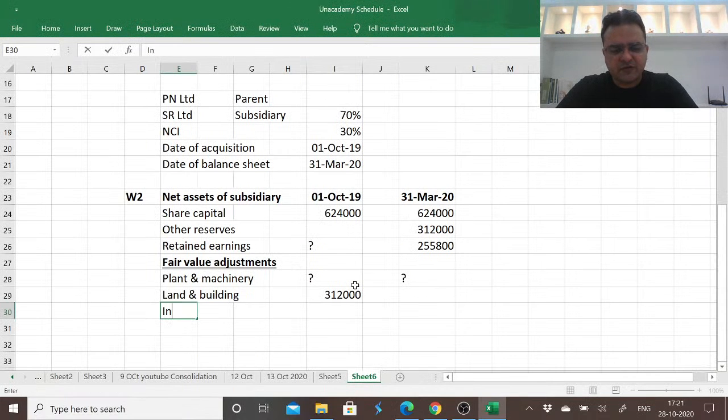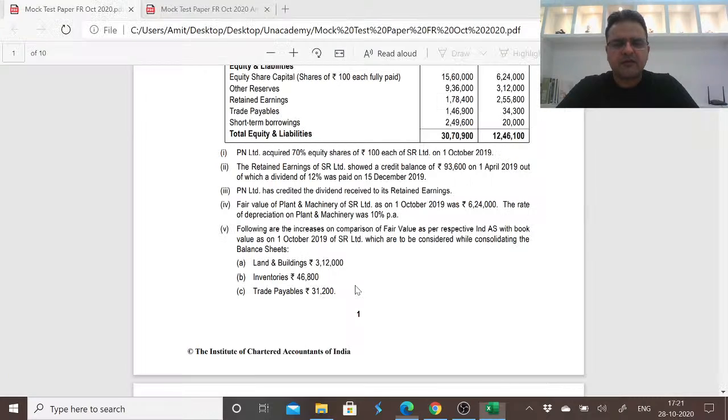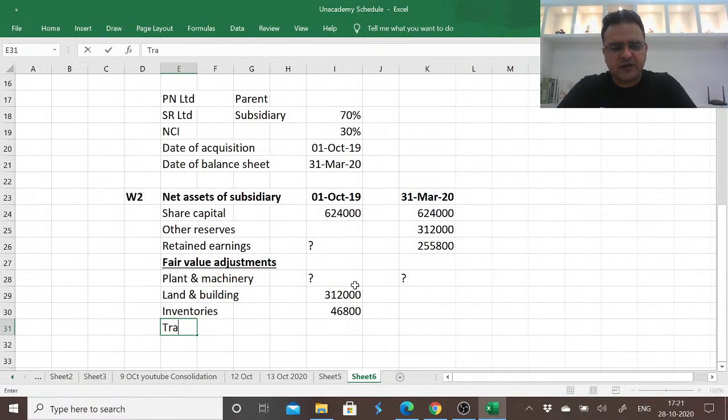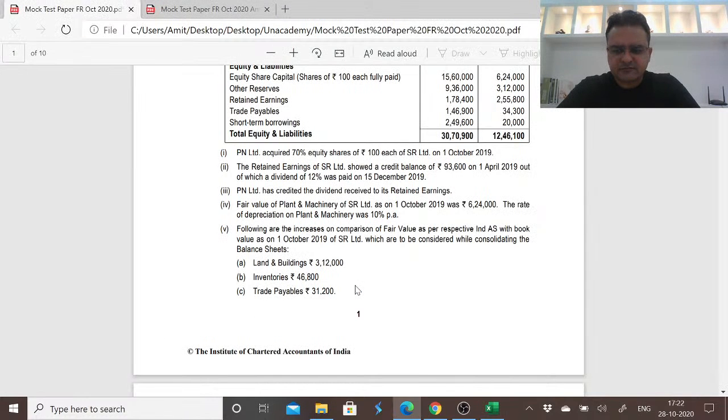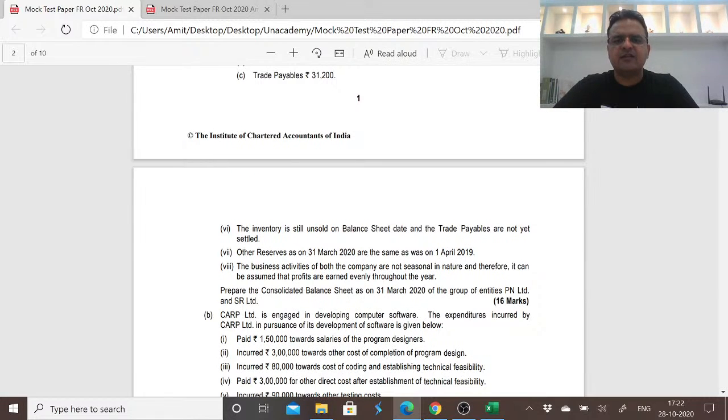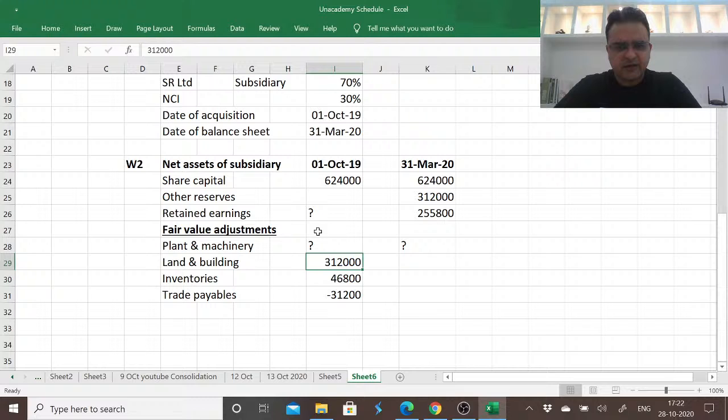Inventories as 46,800. Then we'll include trade payables as 31,200. Trade payables will be a reduction, minus 31,200, because we are calculating the net assets. In net assets, these increase the assets value, and trade payables reduce the assets value. On reading further, we get to know that inventory is still unsold on balance sheet date and the trade payables are not yet settled. If they are not settled, that means inventories are also standing at the same amount, 46,800, and trade payables minus 31,200.